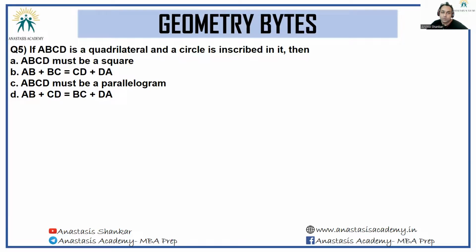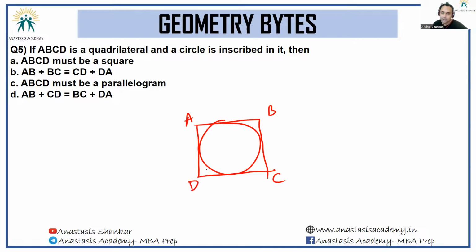Okay, if ABCD is a quadrilateral and a circle is inscribed in it, then I hope you remember from yesterday's episode, this precise thing was talked of. If you have a quadrilateral, it doesn't matter if it's a square or not, let's say A, B, C, D. These points are P, Q, R, and S. If this is X, this will be X. This is Y, this will be Y. If this is Z, this will be Z. If this is W, this will be W.